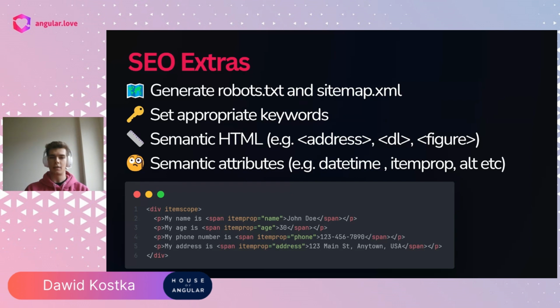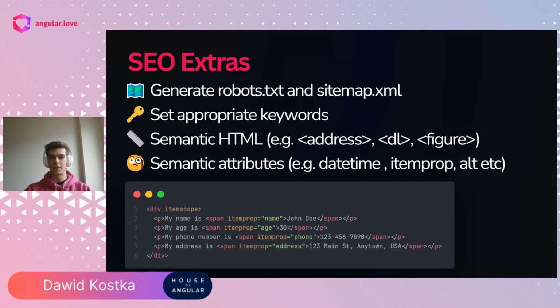Another great thing is having a sitemap.xml file, especially in case of big websites, where we want to make sure that every particular page in our application gets crawled and indexed in Google. Besides that, there are also obvious things like setting appropriate keywords on our particular pages and writing semantic HTML along with semantic attributes, because it brings the most value to Google that you give it the content that is present on your website in an easily understandable way.